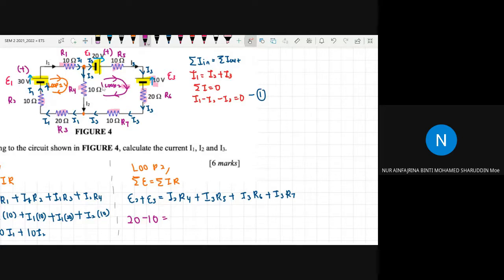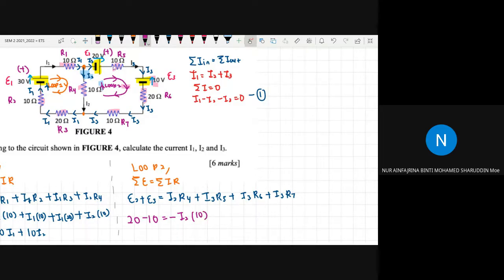Okay, jom tengok direction of current 2 melalui resistor 4. Direction of current 2 dia adalah ke bawah tapi loop awak ke atas. Jadi dia adalah negatif juga. So dia akan jadi negatif I2 darab dengan resistor 4 iaitu 10.